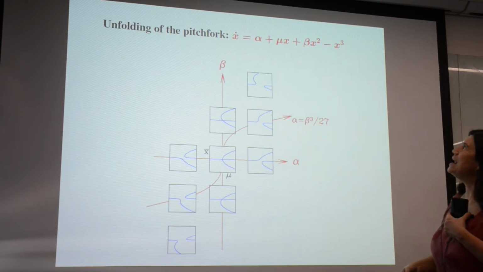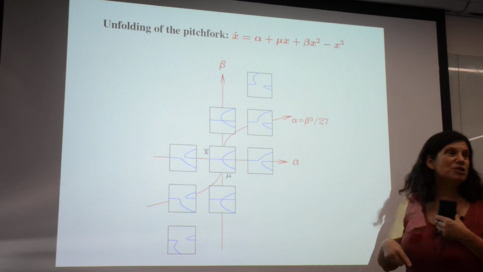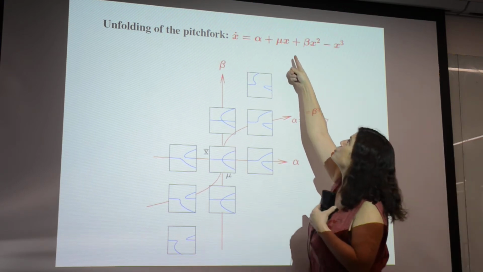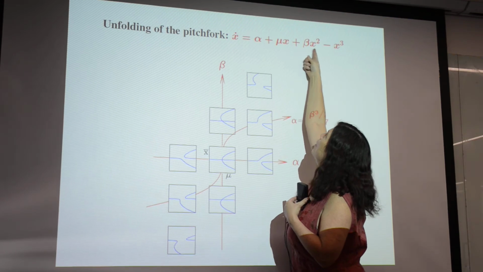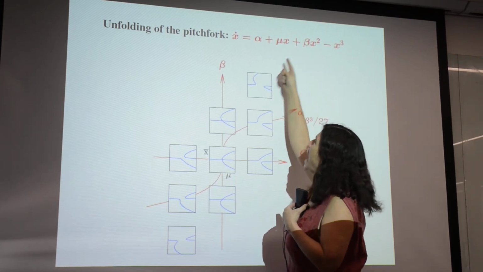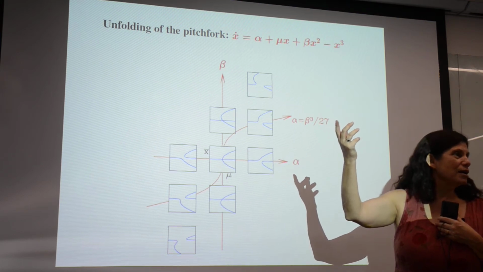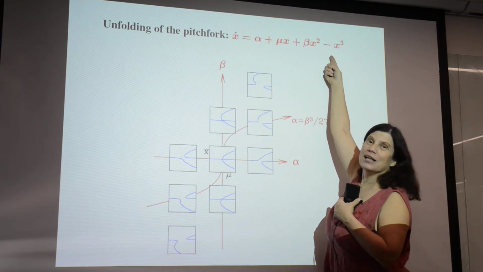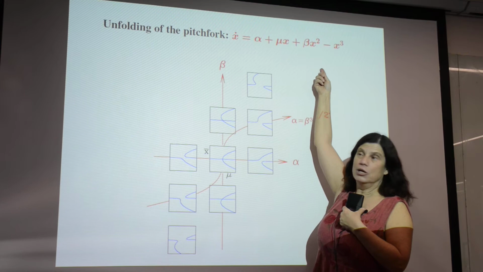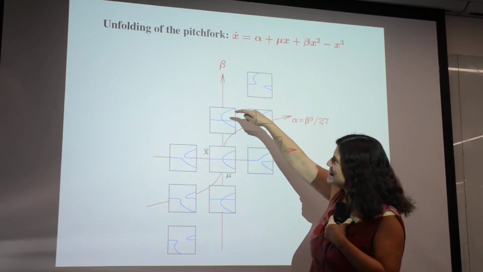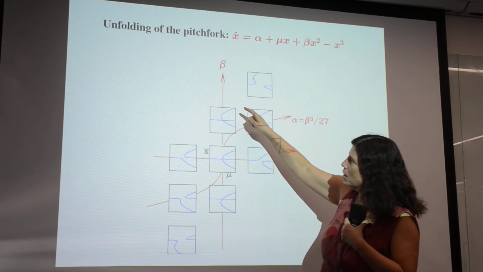And what about the beta? You recall we did this too. We did the transcritical bifurcation, mu x plus beta x squared. But we didn't like that because it went off to infinity. So we added a stabilizing cubic term so it wouldn't do that. And that's here and here.